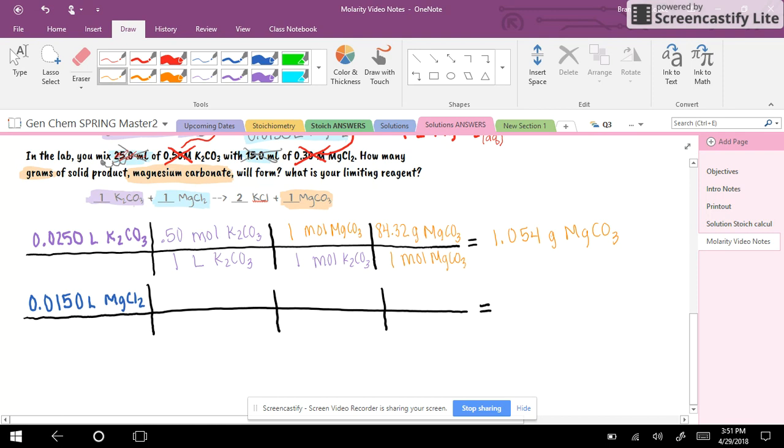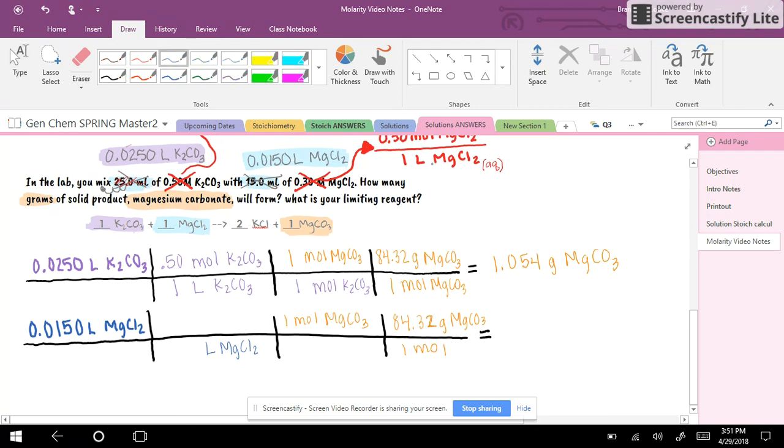2 charts. Ending has to be the same. So everything in orange is going to match. So I'm going to have 1 mole of MgCO3 and 84.32 grams of MgCO3, and then 1 mole on the bottom. So now I just got to figure out my blue liters here. So I'm going to put liters MgCl2. It is a solution, so I'm going to go back up to my molarity.